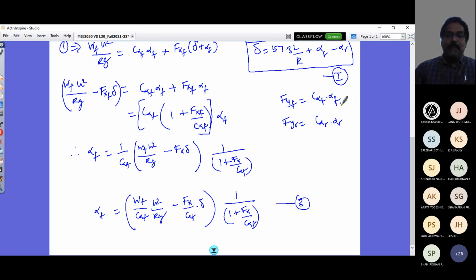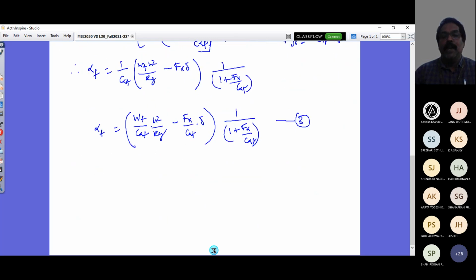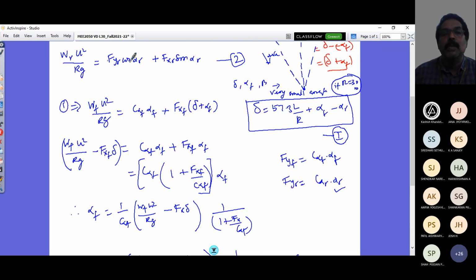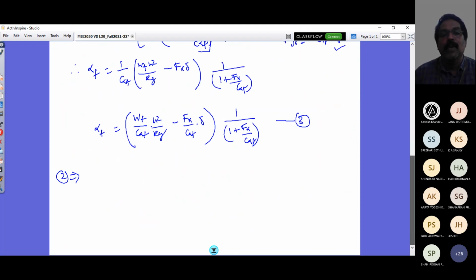That's my equation 3. So similarly, I can get my equation 2 modified now. My equation 2 would be what? When I substitute FYR equal to C alpha R into alpha R in equation 2, and then considering the small angle effect, I would be able to rewrite equation 2 for alpha R. So that would be WR U square by RG.